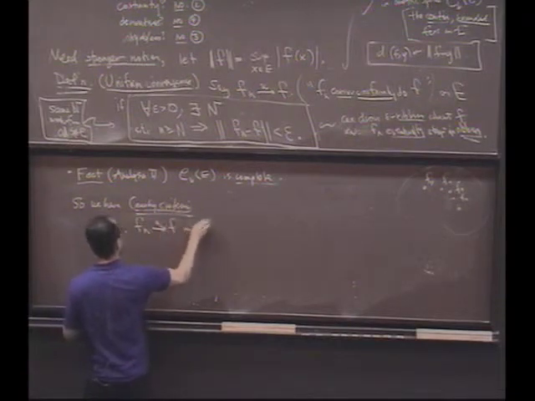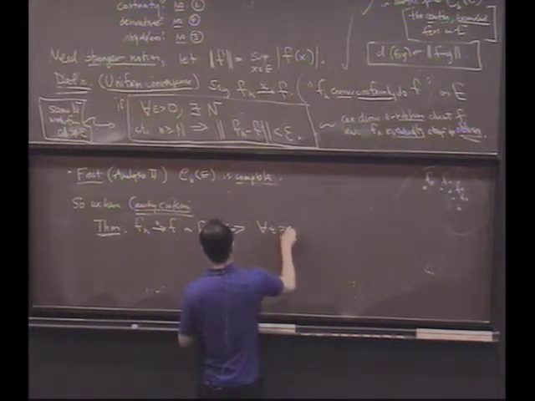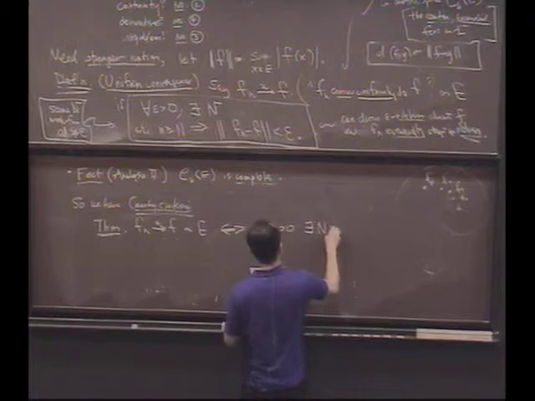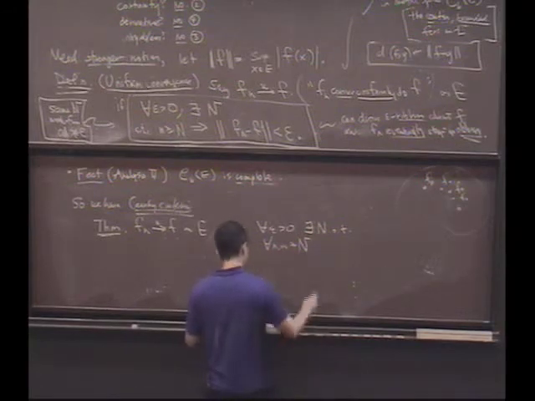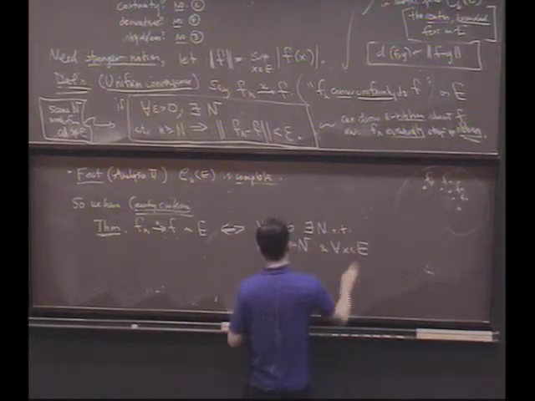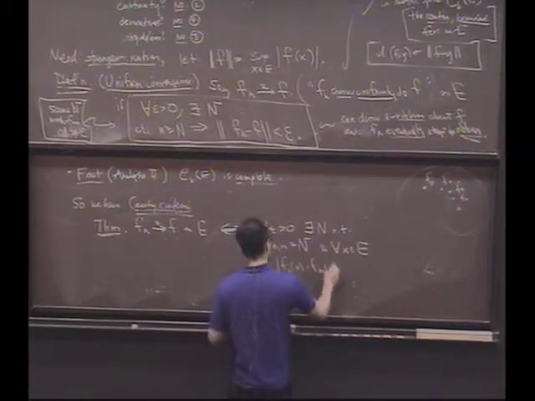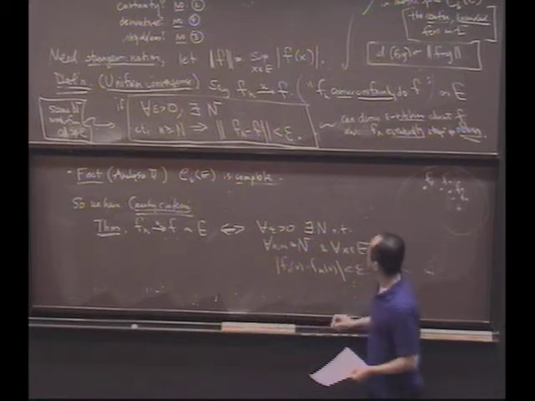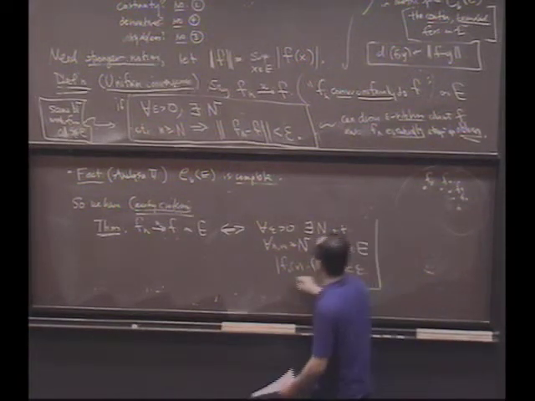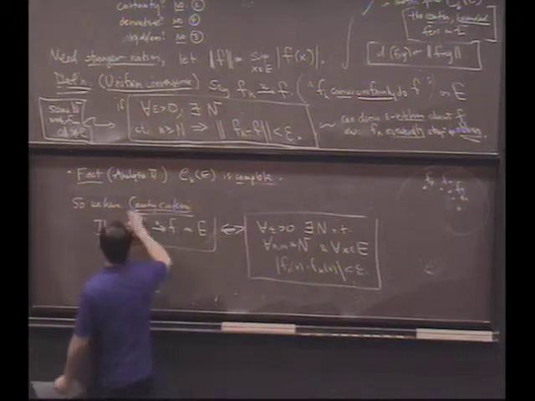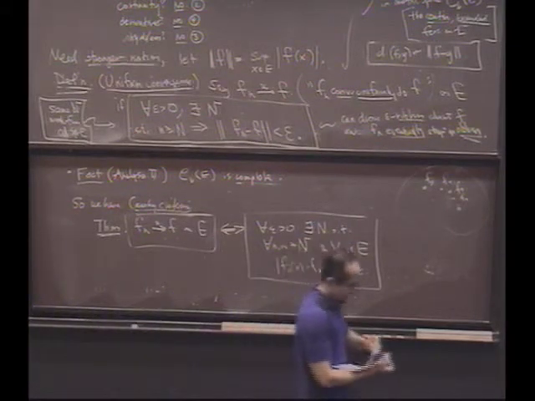Fn converges uniformly to f on E if and only if, well, okay, just no surprises here. For every epsilon bigger than 0, there exists a big N such that for all n and m bigger than big N, and for all x in E, the distance between fn of x and fm of x is less than epsilon. Notice I've just replaced the double norm signs by saying this is true for all x in E. It's the same thing. This is a Cauchy criterion for uniform convergence. Oh, nice. Very nice.